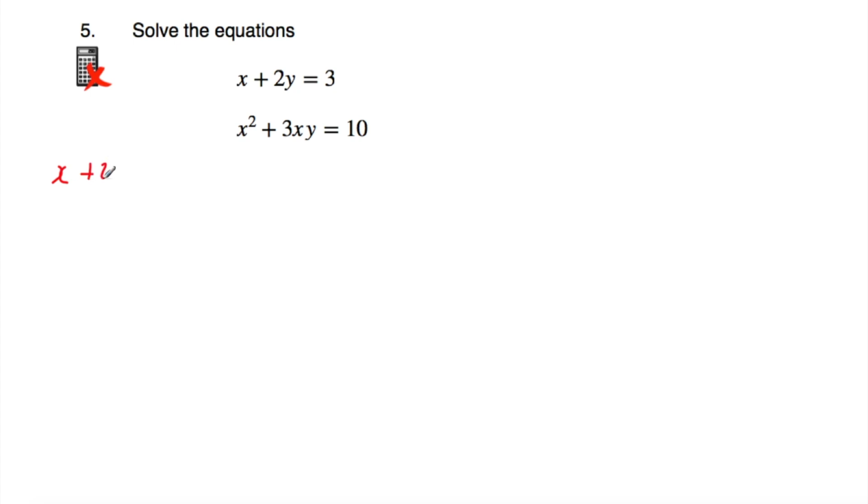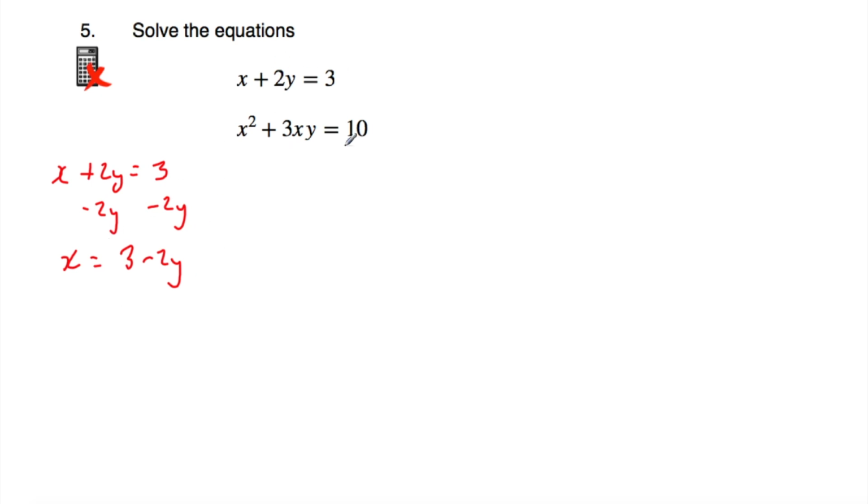So we had x plus 2y equals 3. We want to make x the subject, so let's take away 2y from the left hand side and take away 2y from the right hand side. On the left hand side, we're taking away 2y to get rid of the plus 2y, so we'll just be left with x. And on the right hand side, we had 3 and we're taking away 2y, so it's just going to be 3 subtract 2y. Okay, so we've now made x the subject of the linear.